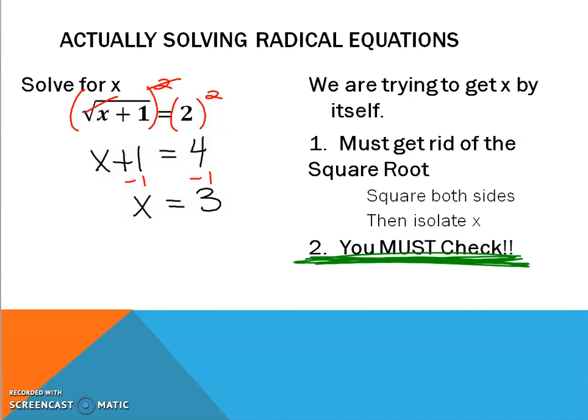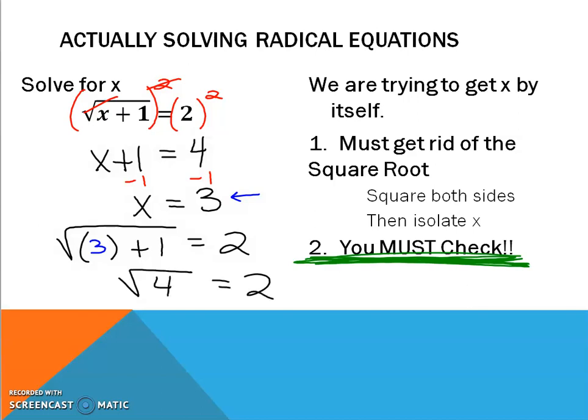Okay, it's actually called an extraneous solution. So I must check. I'm going to take my x equals 3 here, and plug that back into my original equation. So I will have the square root of 3 plus 1 equals 2. And now I'm just going to simplify. 3 plus 1, well, that just gives me 4. So I have the square root of 4 equals 2, which is true. The square root of 4 does equal 2. So I can go ahead and circle that answer.